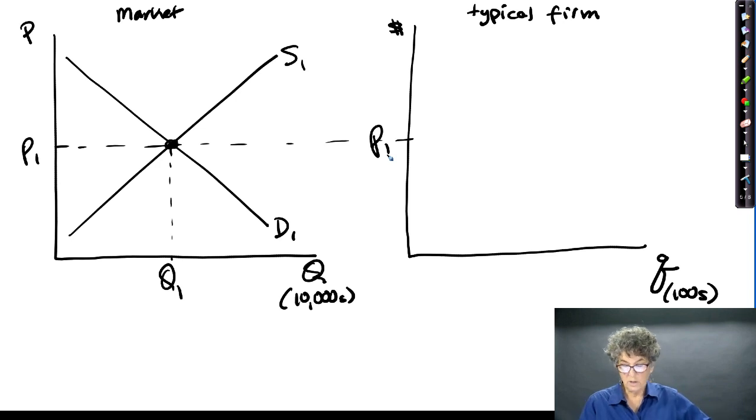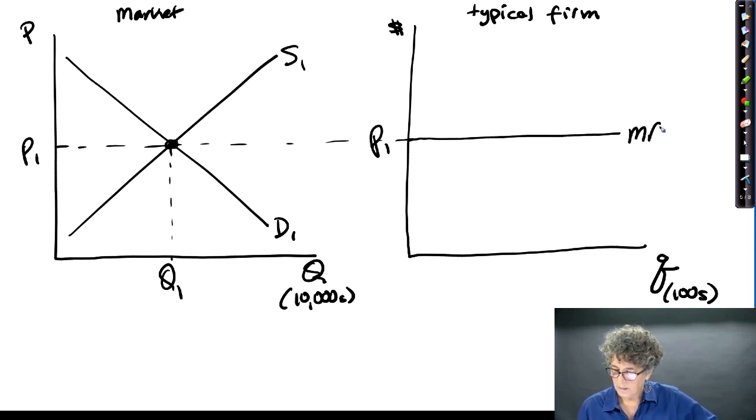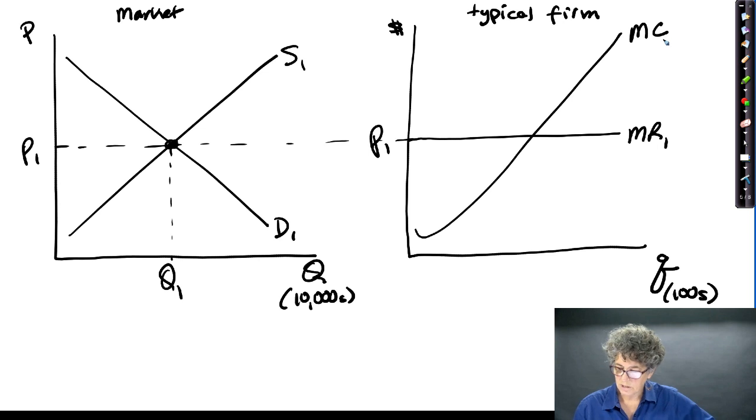Remember, for the typical firm in a perfectly competitive market, that typical firm faces a perfectly horizontal marginal revenue curve at that price P1. The typical firm in any market has an upward sloping marginal cost curve. It has that initial little Nike swoosh part where it's downward sloping initially before the diminishing marginal returns kick in, but over the vast range of quantities for the firm, we have increasing marginal costs because of the practice of diminishing marginal returns.